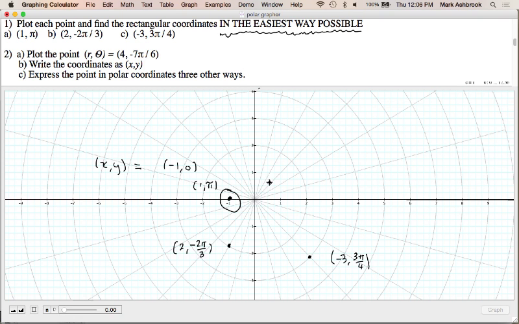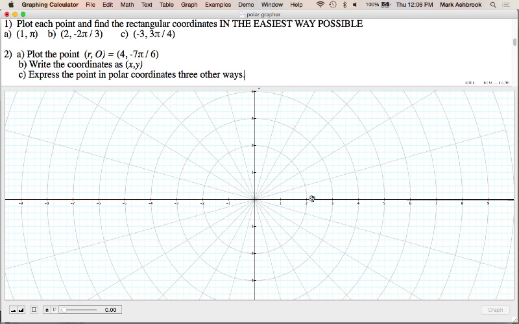So this last point is negative 7 pi over 6. What quadrant does that put me in? Is it third quadrant or second quadrant? Second quadrant, okay? Because with negative 7 pi over 6, 6 pi over 6 would be halfway around the circle, and we're going to go another pi over 6. And we want to go to 4. So this is the point 4 comma negative 7 pi over 6.